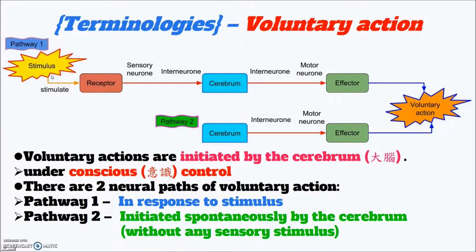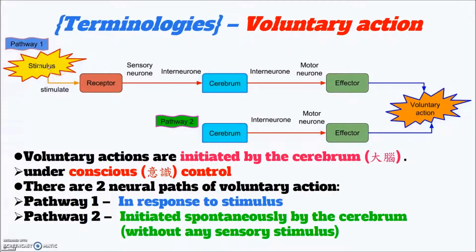So after we talk about the neurons, we are going to talk about voluntary action and involuntary action, because once we need to study the damage to a certain part of our nervous system, we need to know whether it will also affect the voluntary or the involuntary action. For voluntary action, I need to recall that voluntary actions are initiated by the cerebrum, so that's why it's under conscious control, and there are two different pathways of voluntary actions.